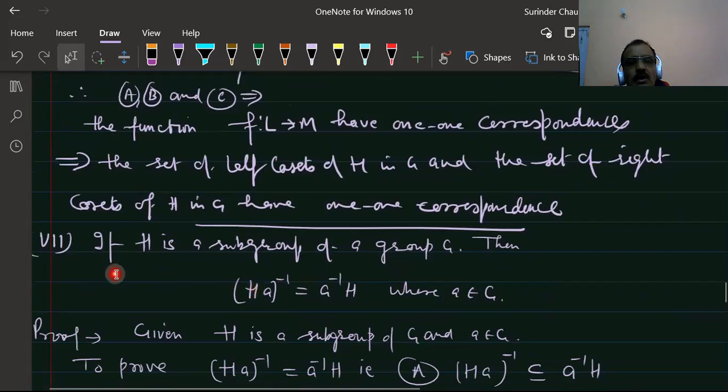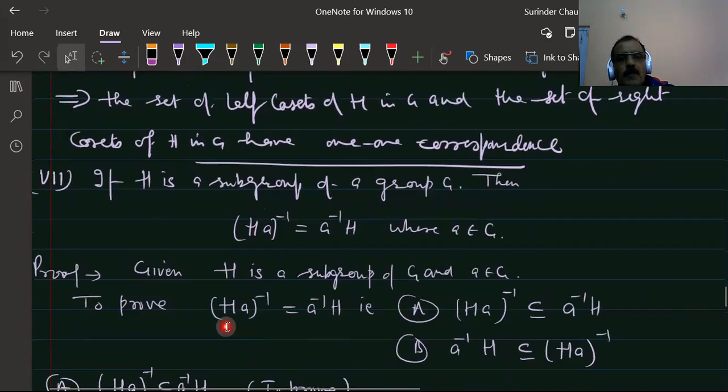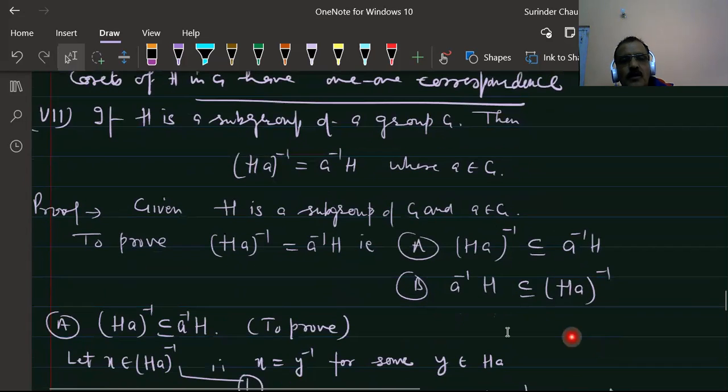Next part is, if H is a subgroup of a group G, then (Ha) inverse is equal to a inverse H. Proof: to prove it, we need two parts: (Ha) inverse is a subset of a inverse H, and a inverse H is a subset of (Ha) inverse. First part is to prove (Ha) inverse is a subset of a inverse H.